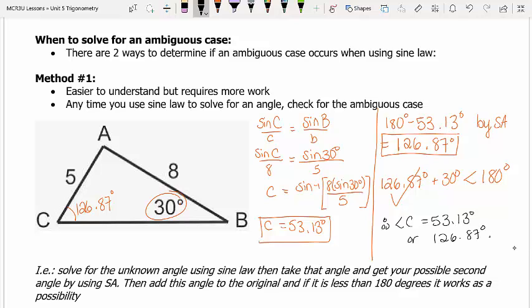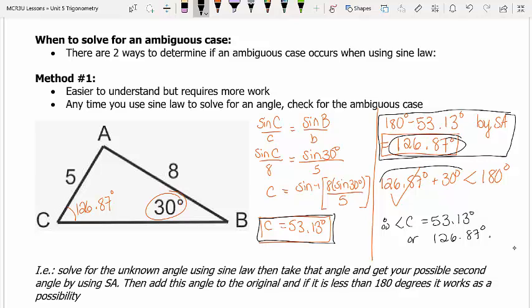Okay, so to summarize, if you're someone who wants to use method 1 when determining if there is an ambiguous case, all it requires you to do is just any time you're solving for an angle using Sine Law, do that extra calculation after. Find the obtuse angle that is supplementary to the angle that you found, and then add it up with the other angle already in the triangle and see if their sum is greater or less than 180 degrees. Okay, so again, that one's great, right? It's just easy, just check every time.